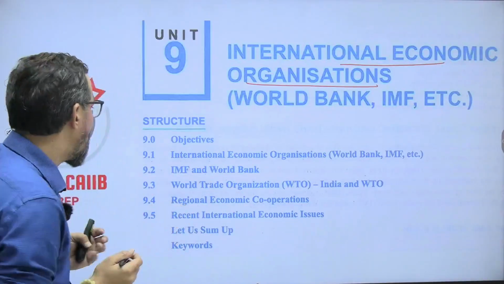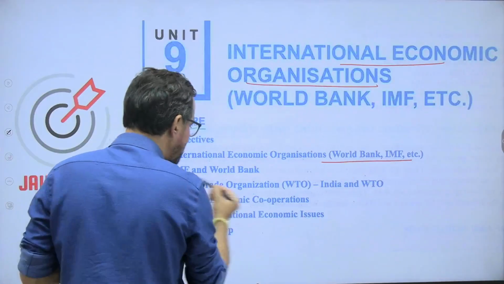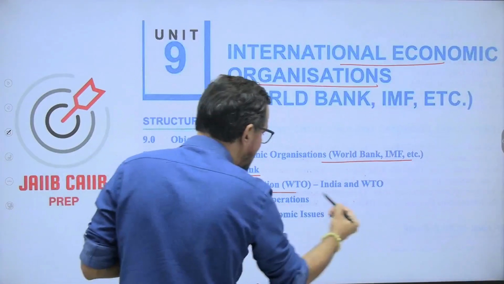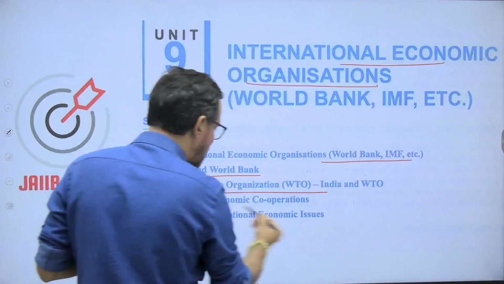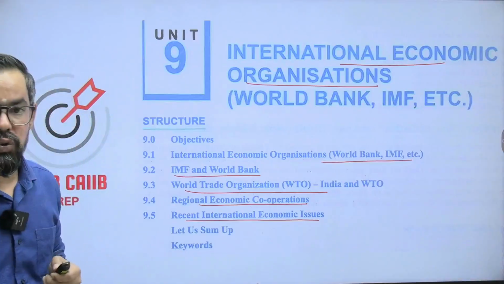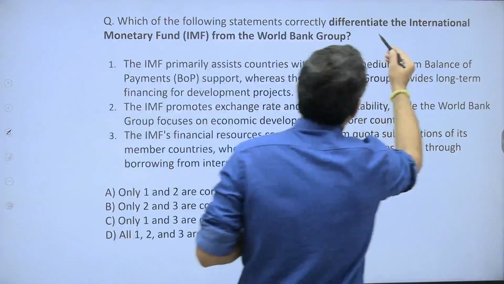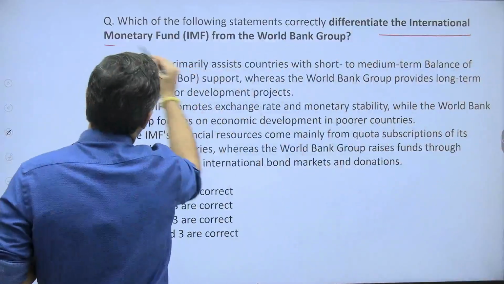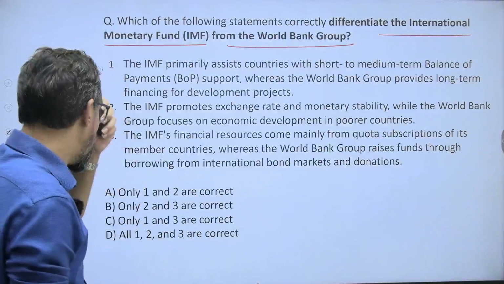Okay? So international organizations: World Bank, IMF versus World Bank, World Trade Organization, WTO. This also gets asked many times. Then regional economic cooperations, recent international economic issues. So a question like, which of the following statements correctly differentiates the International Monetary Fund from World Bank? This was the question. Similar type of question for 1 mark.